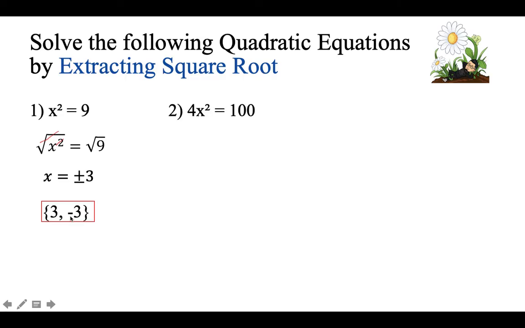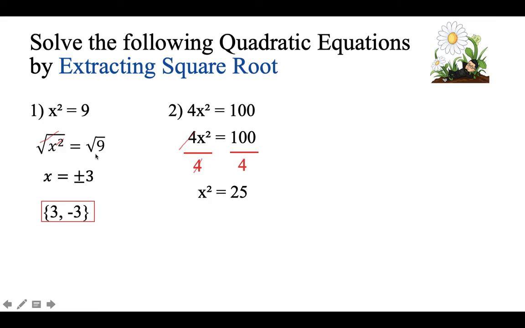For given number 2, we need to simplify this first. I would like to write it again. So I want to remove this 4. You can do that by dividing both sides by 4. Notice that if we do something on this side, we must do the same on the other side because we want to maintain the equality symbol. So we divide both sides by 4 to eliminate this, and x squared will be left here. Then 100 divided by 4 is 25.